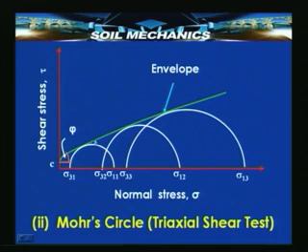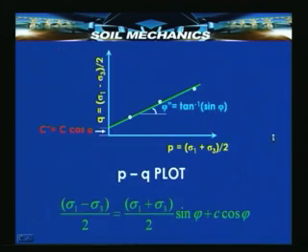Now, if I draw a common tangent to all these, then the intercept made by the tangent is the cohesion, and the angle which the tangent makes with the horizontal is the angle of friction. This is how the Mohr circle test data is plotted and the shear strength parameters are obtained.